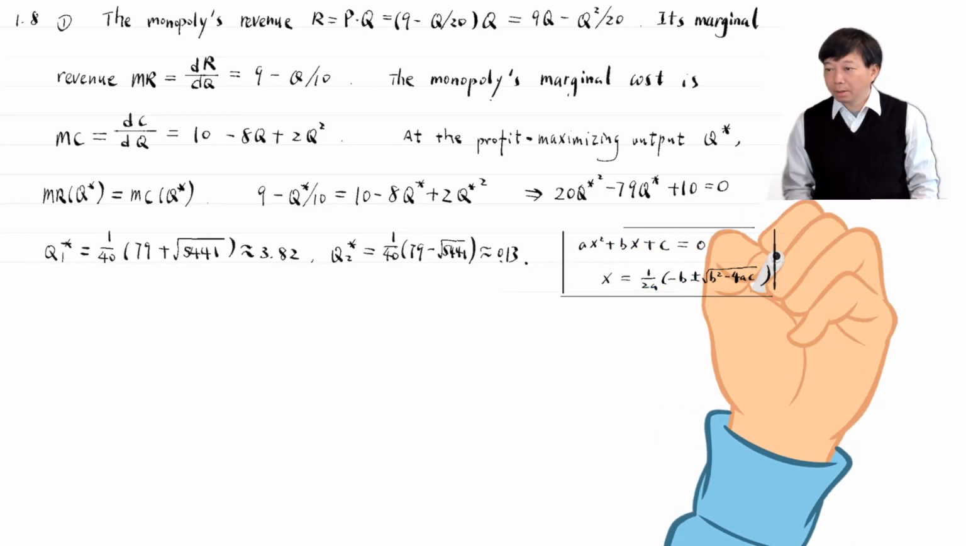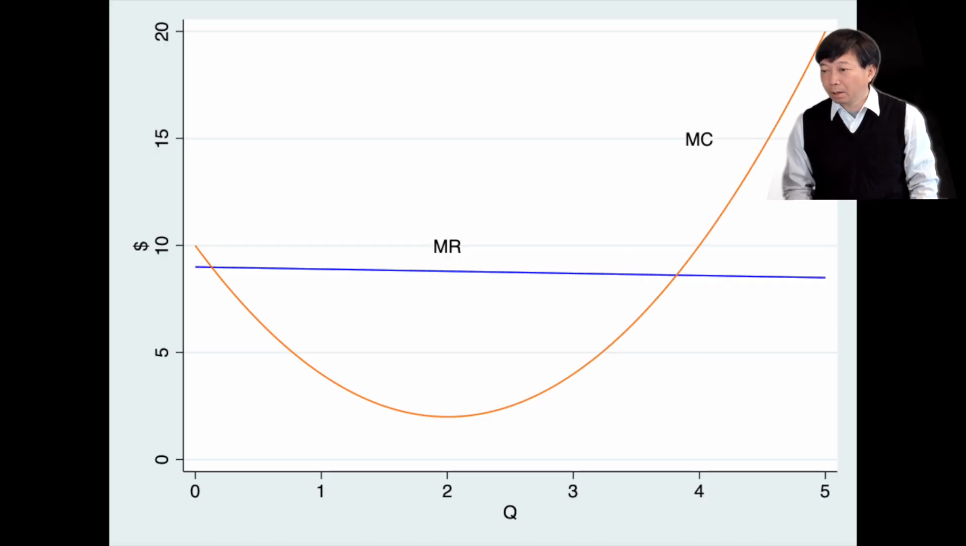We are required to draw the marginal revenue and marginal cost curves. I graph the curves in blue. We can see two intersections between the two curves. Which one is the monopoly's profit maximizing solution?